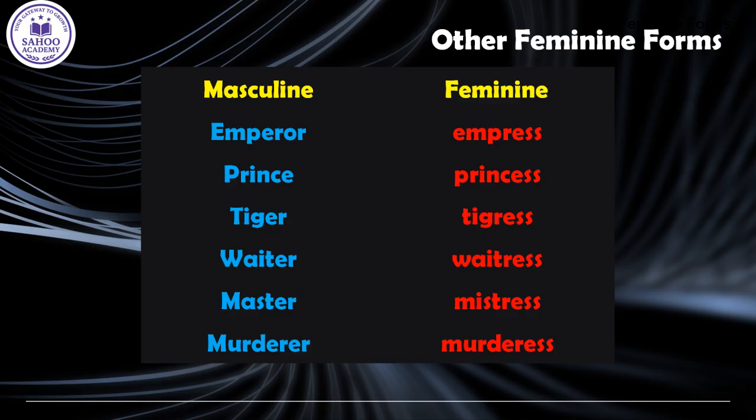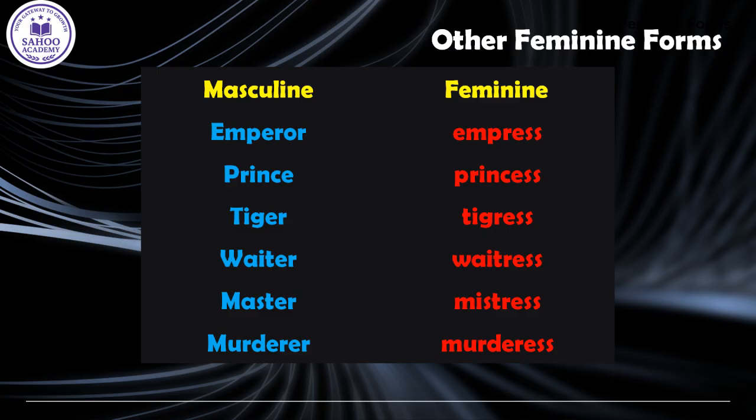Now look at these two, where the change is a bit more distinct. Master becomes mistress. Here the root vowel changes and we add TRESS. Okay? Murderer becomes murderess. The ER ending is replaced by ERESS.